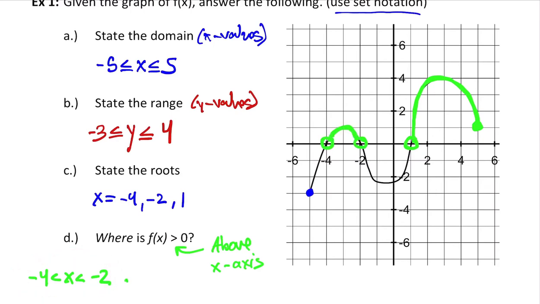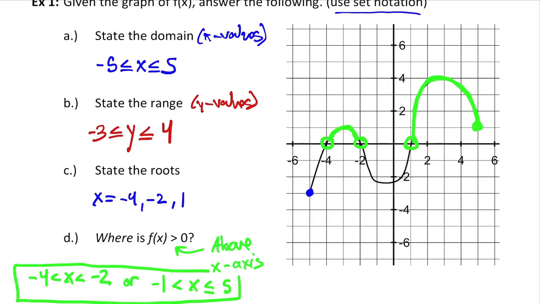Or, now I need to represent this interval. Wow, that looks like a 1 to 5, but notice this is open, but that's closed. So that's going to give me -1 is less than x is less than or equal to 5. So those two intervals right there represent where this function is greater than 0.